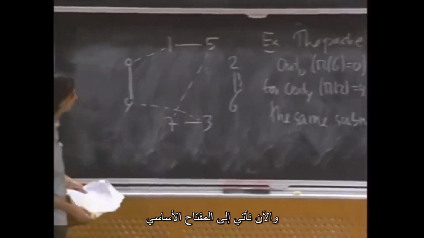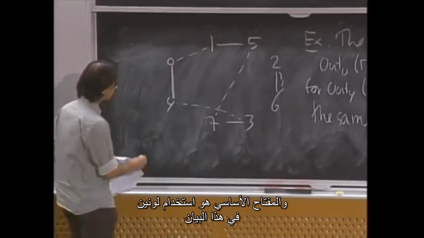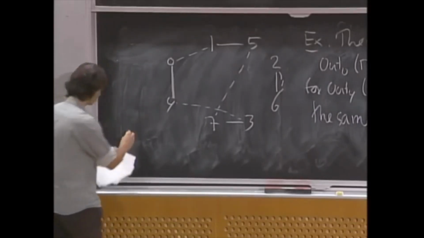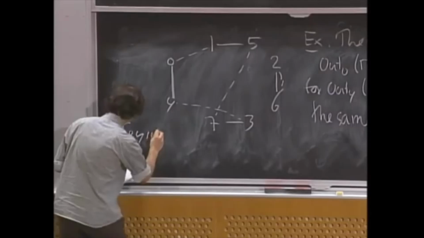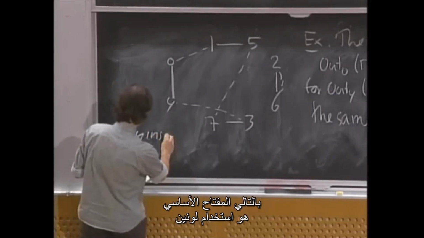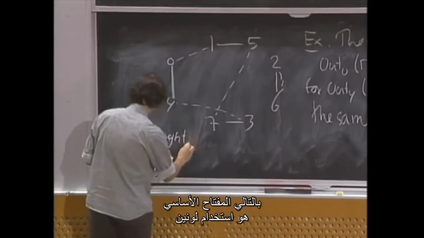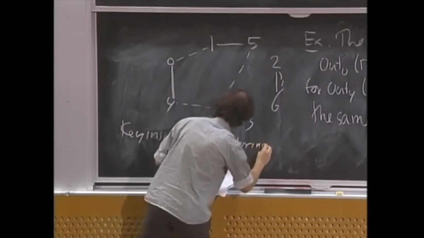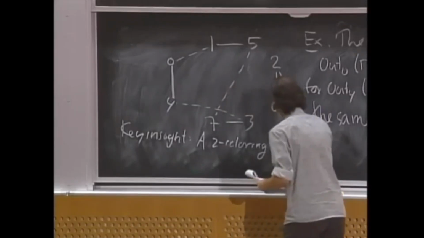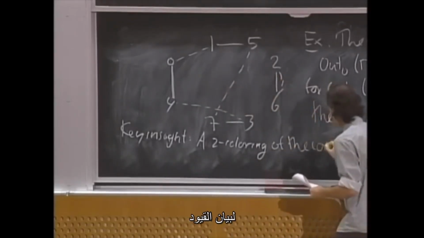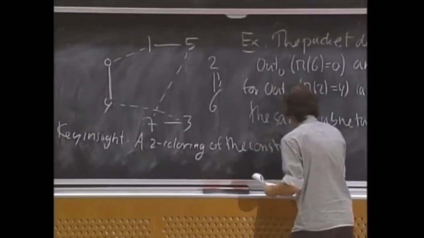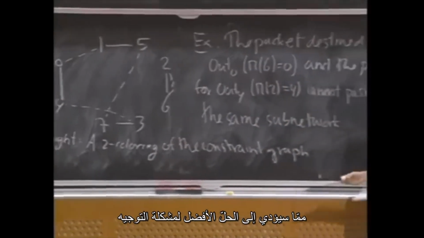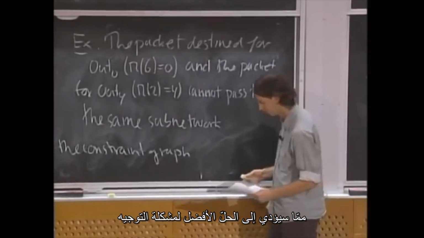So now we come to the key insight. And the key insight is to use a two-coloring of this graph. So the key insight is a two-coloring of the constraint graph, which will lead to a best solution for the routing problem.